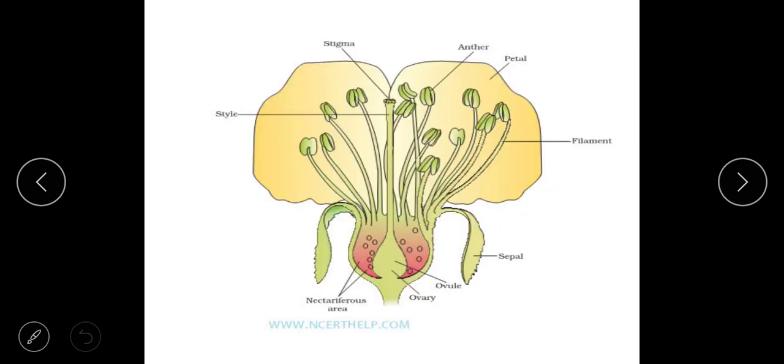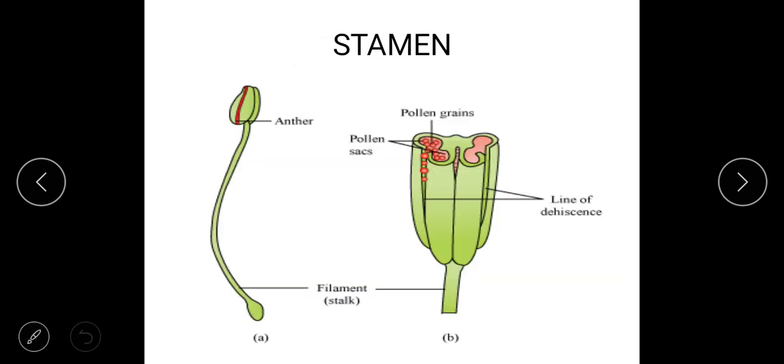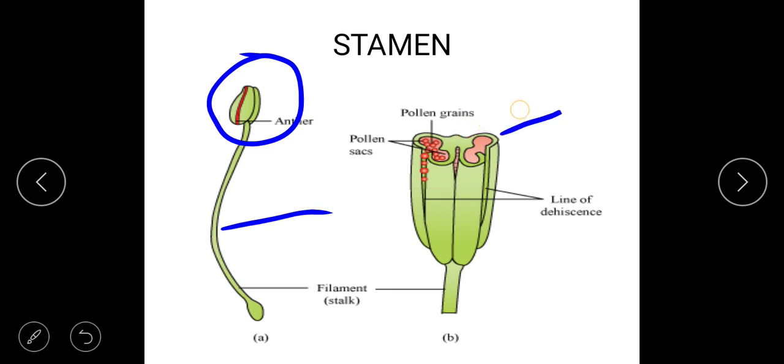This picture shows the section of a flower with the different parts. Here you can see the sepal, the petal, the stamens. Each stamen consists of two parts, the filament as well as the anther. In this diagram, the anther is a bilobed structure and each lobe of the anther is dithecous. It means it has two thecae. When we cut a section of the anther, we see four lobes in it, and each lobe is known as a microsporangium.